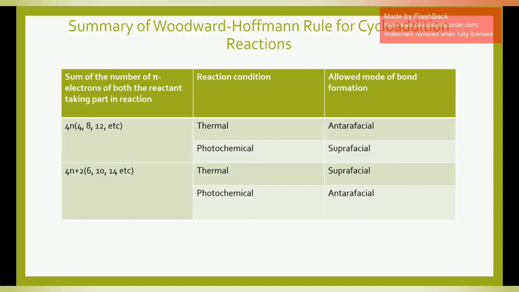If the sum of the number of pi electrons of both the reactants taking part in the reaction is 4n plus 2, that is 6, 10, 14, etc., under thermal condition, the allowed mode of bond formation will be superficial, and under photochemical condition, the allowed mode of bond formation will be interfacial. Even though interfacial bond formation is symmetry allowed, in certain cases as shown in the table, it can occur only with rings that have 7 or more ring atoms.